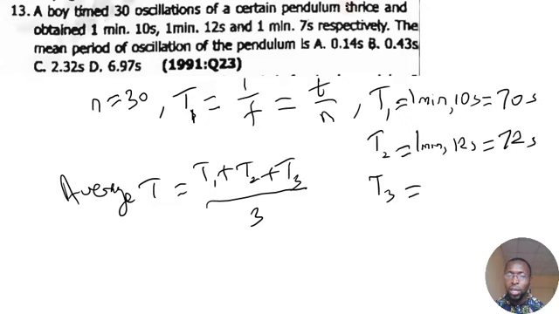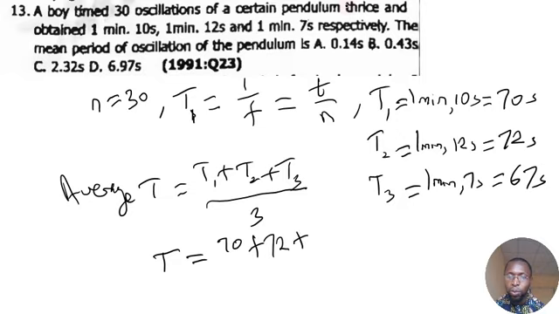Then T3, you have 1 minute, 7 seconds. Converting it to seconds, 1 minute is 60 seconds, so 60 plus 7 is 67 seconds. Now, since we are finding the average of the whole time, there will be this plus this plus this divided by 3. So we have 70 plus 72 plus 67, all divided by 3.